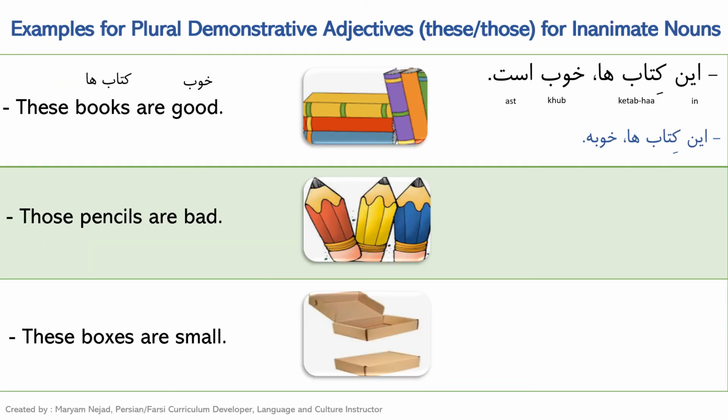Now let's take a look at more examples for plural demonstrative adjectives for inanimate nouns for now, and then in the next slide we are going to take a look at a few examples for animate nouns. So here we want to say those pencils are bad. So pencil is pencils, مدادها, and bad is bad. So it's going to go as آن مدادها بد است.